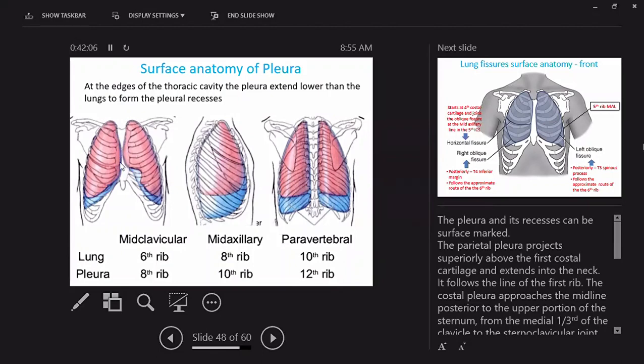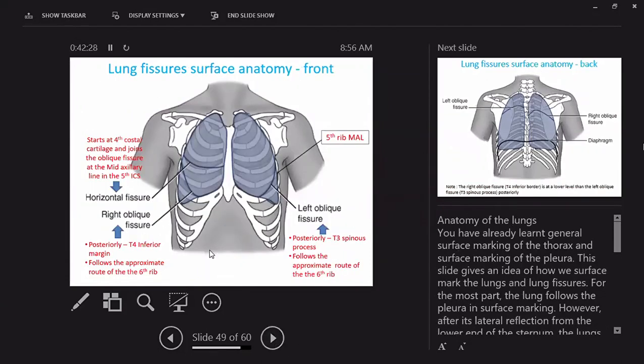At the top, it's the same, can you see? But after here, the sixth intercostal space, it keeps on following the sixth rib in the mid-clavicular line, eighth rib in the mid-axillary line, right? And the paravertebral, it's 10th rib. So there's a space of about 2 rib distances, which is called the costodiaphragmatic recess. That's important to know.